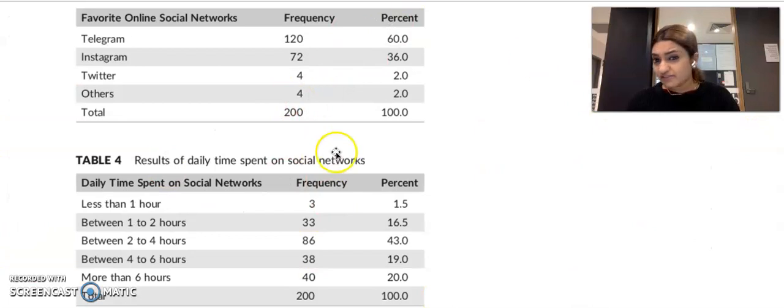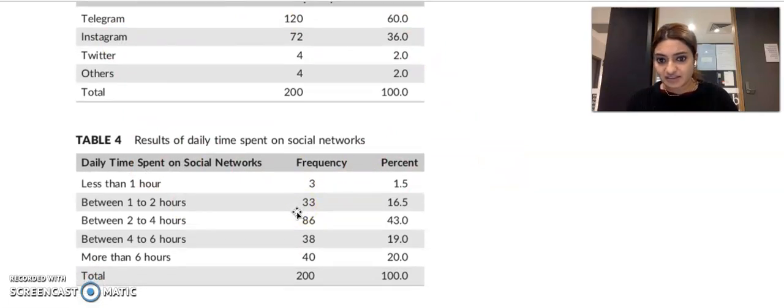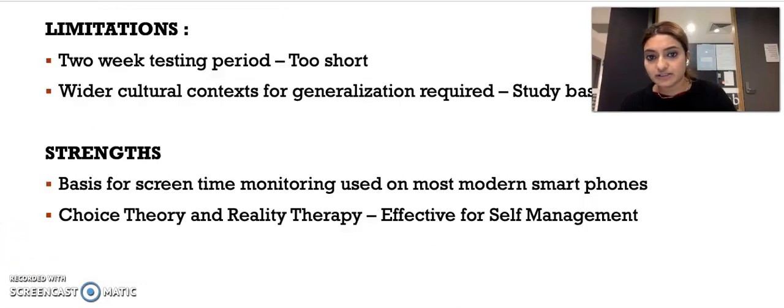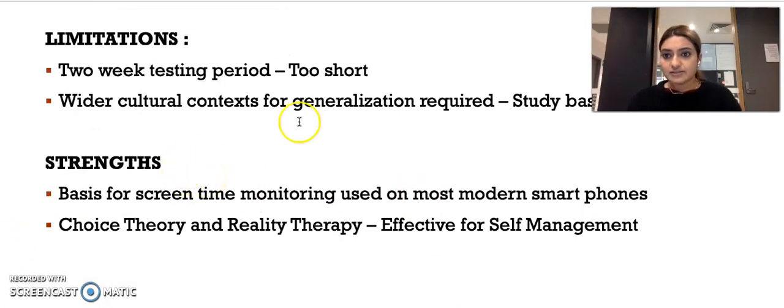Now, again, this wasn't very clear. There was no comparison data to compare these results with. So that's feedback for the report. Now, you can just see that the maximum usage was within 2 to 4 hours, with 43% of the population using that. Now, in terms of limitations, there's only a 2-week testing period, which is too short.